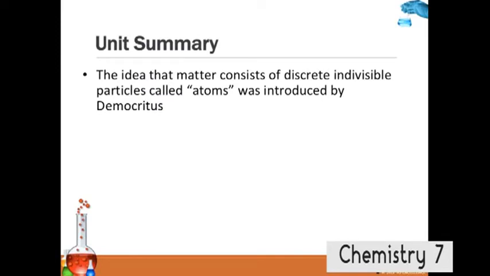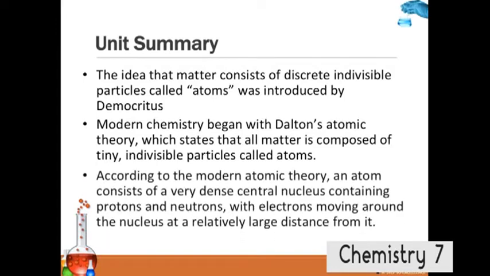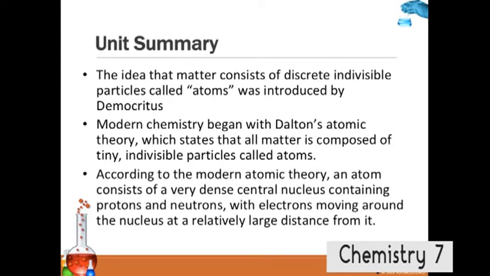The idea that matter consists of discrete indivisible particles called atoms was introduced by Democritus. Modern chemistry began with Dalton's atomic theory, which states that all matter is composed of tiny, indivisible particles called atoms. According to the modern atomic theory, an atom consists of a very dense central nucleus containing protons and neutrons, with electrons moving around the nucleus at a relatively large distance from it.